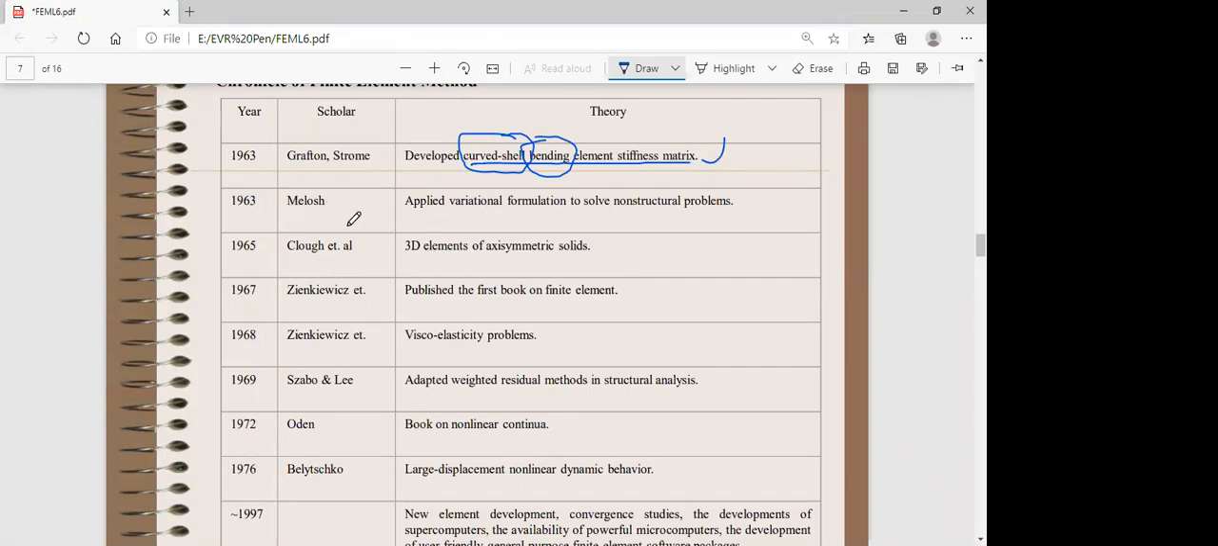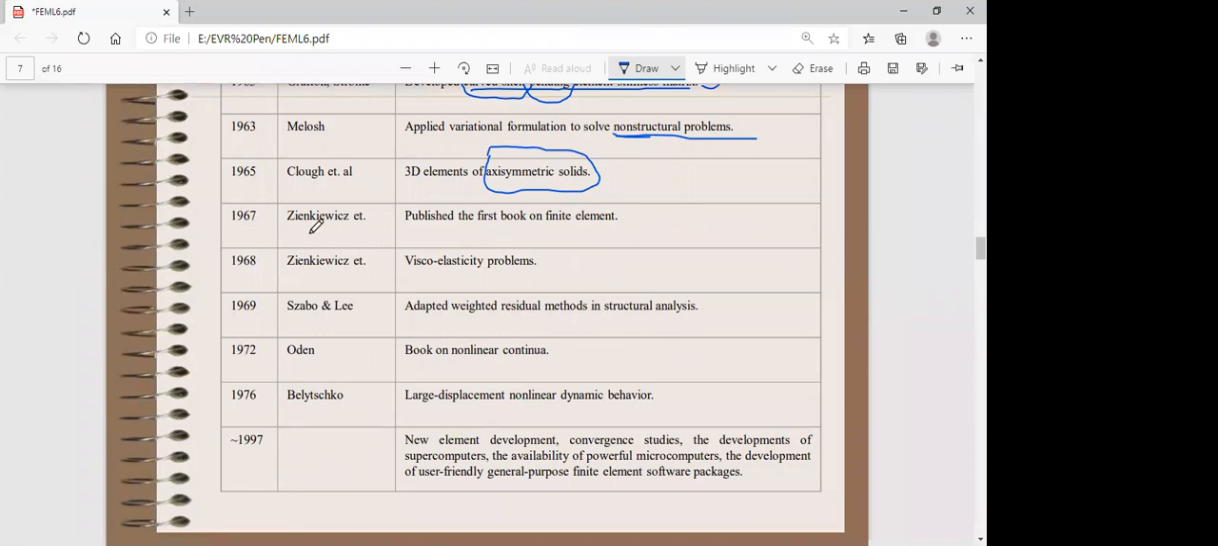Again in 1963, Melosh applied variational formulation to solve non-structural problems. Non-structural problems are heat transfer, fluid dynamics, etc. In 1965, Kla developed 3D elements for axisymmetric solids. An example of an axisymmetric solid is a circular shaft.